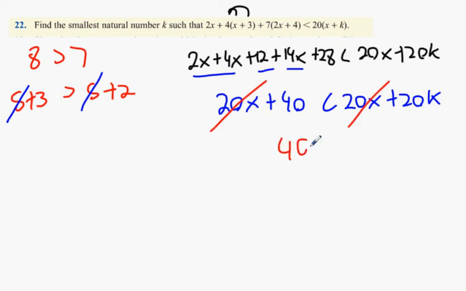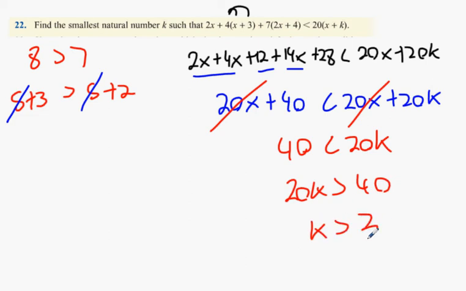Cancel the 20x's in a similar fashion. Spin it. And then divide by 20. k is a bigger number than 2.